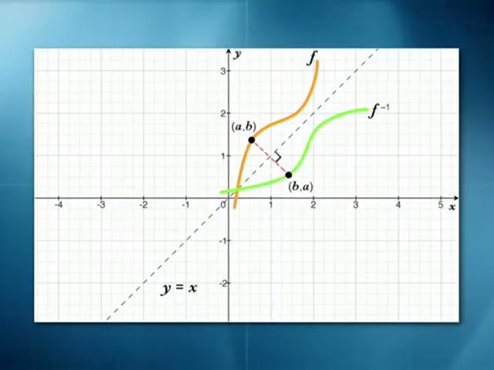Here's a picture of that reflective property. Here I've indicated a random function f and its inverse, f inverse. And the point (a, b) is on the graph of f, and then I've indicated that the point (b, a) would be on the graph of the inverse function. And notice the symmetry again across the line y equals x.